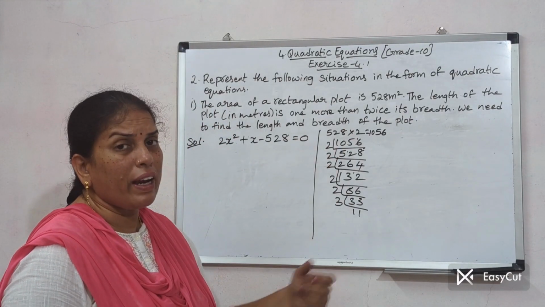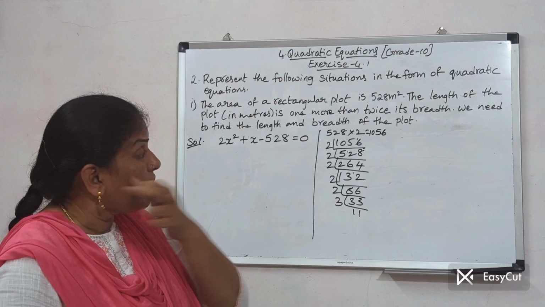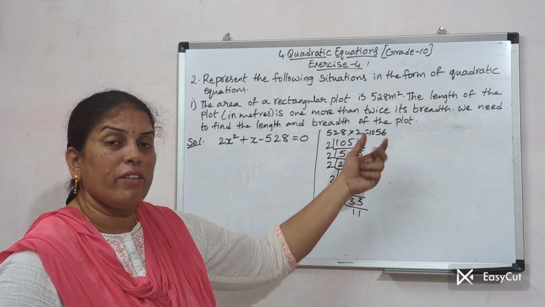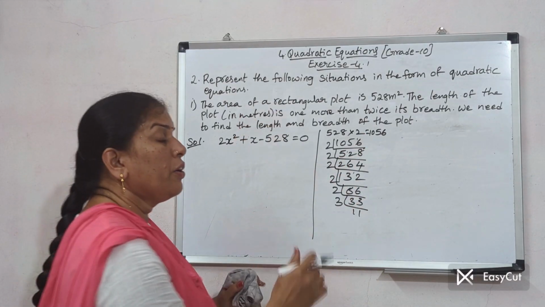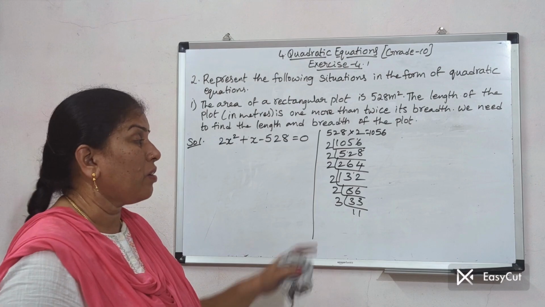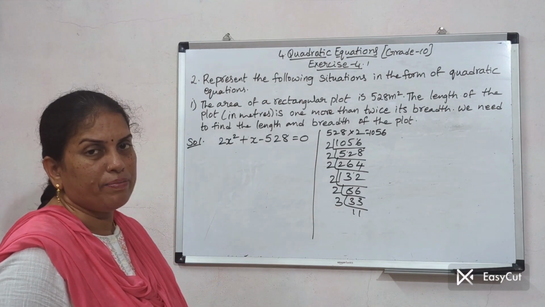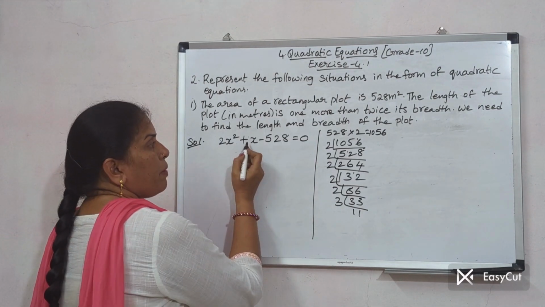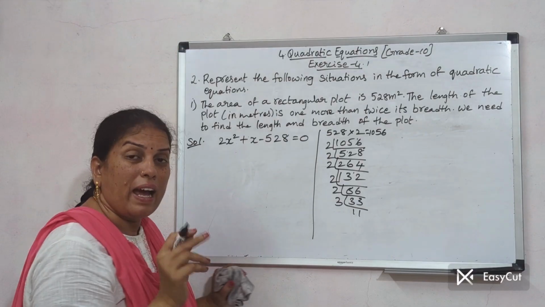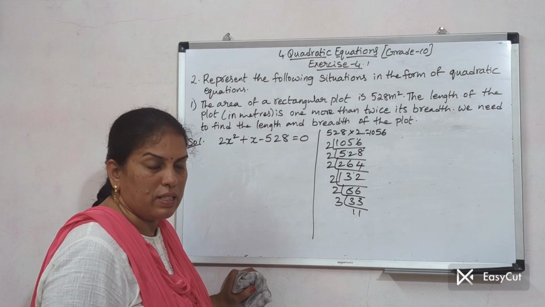All of you understood why I did like this? See here, 1056 is a big number. We can't find out 2 into 3 into and so on one by one. This you can find out very easily. How? See, in the middle 1 will be there. If you add or subtract, you must get one answer.